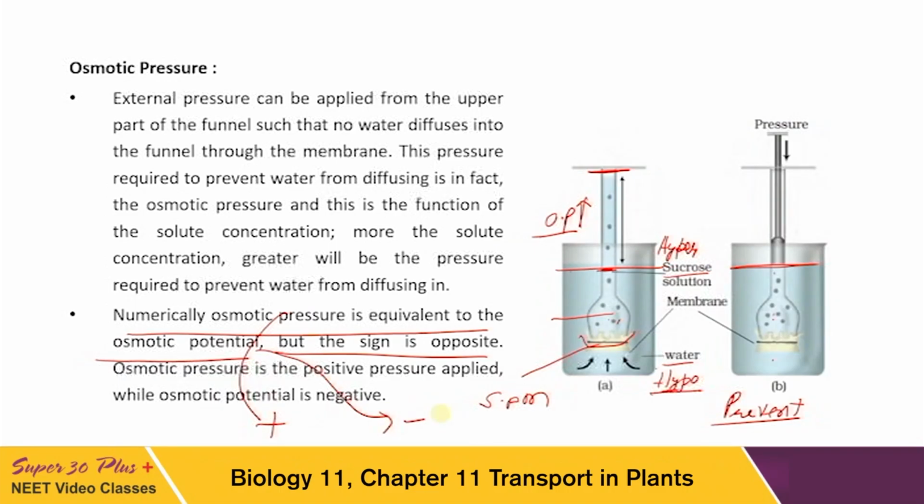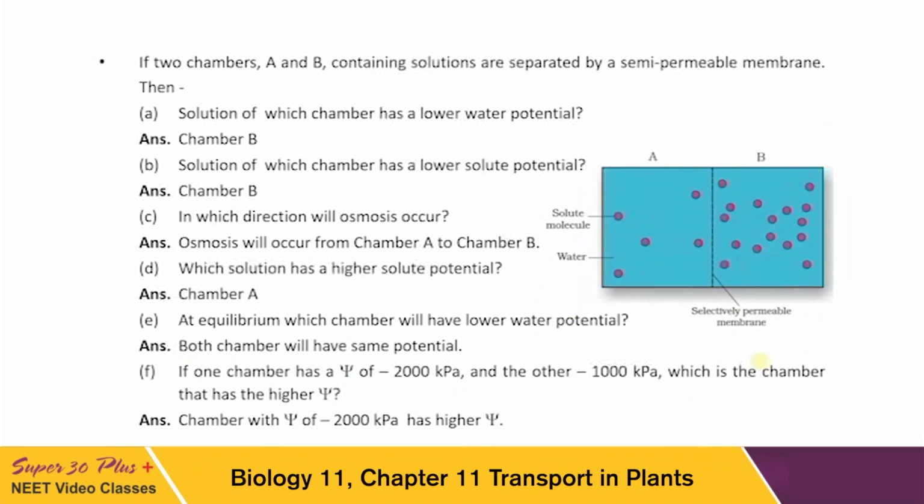Okay, come to the next now. Now, a very important and interesting part we have here. You see the two solutions are separated here, solution A and solution B. You see these are the solute molecules. More solute molecules we have on this side. It means in layman's terms we can say that this is the dilute solution, while this one is the concentrated solution. This is a selectively permeable membrane. What do you think?